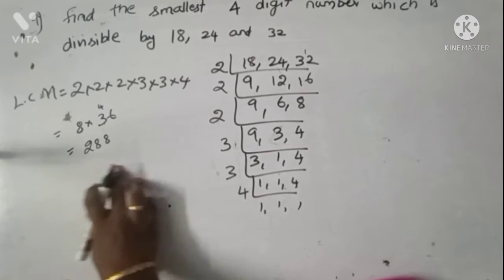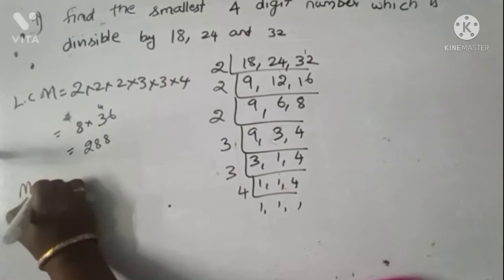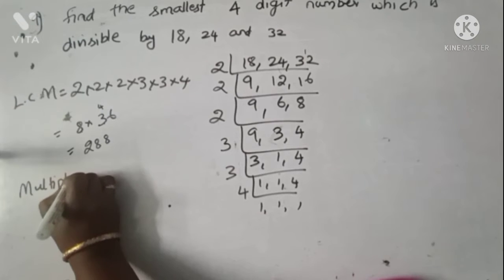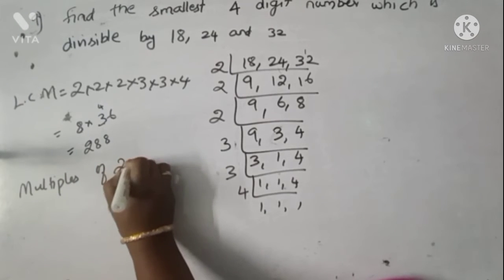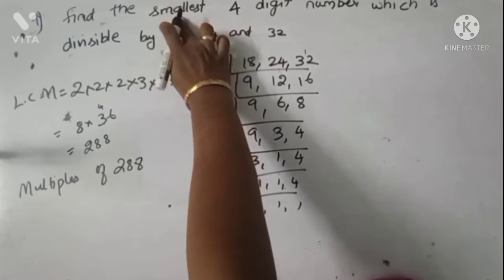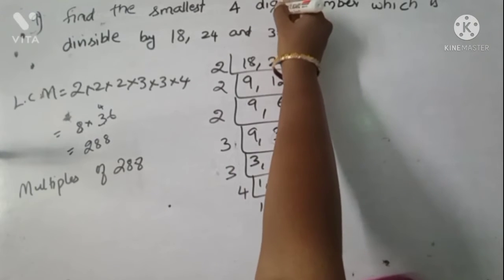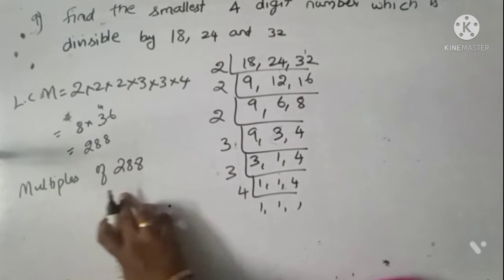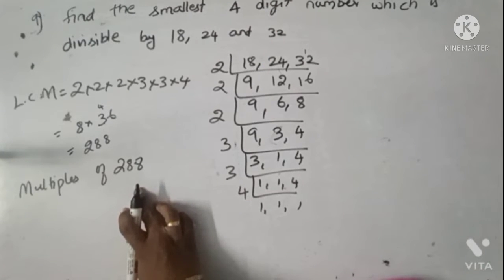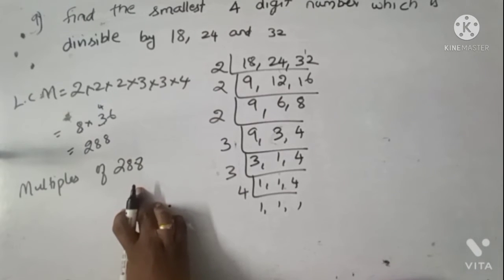Now we have to find the multiples of 288. What is the question? Find the smallest 4-digit number. So we have to find the multiples of 288 and see which is the first 4-digit number. That will be the answer for this question.